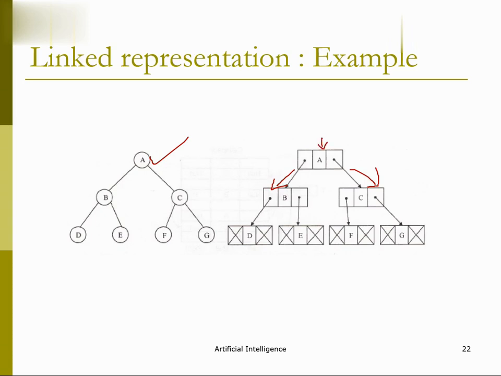So all the leaf nodes D, E, F, and G will have a null value in the left and right pointers, whereas all the other nodes A, B, and C will have a pointer to the left subtree, a pointer to the right subtree, and the data field.